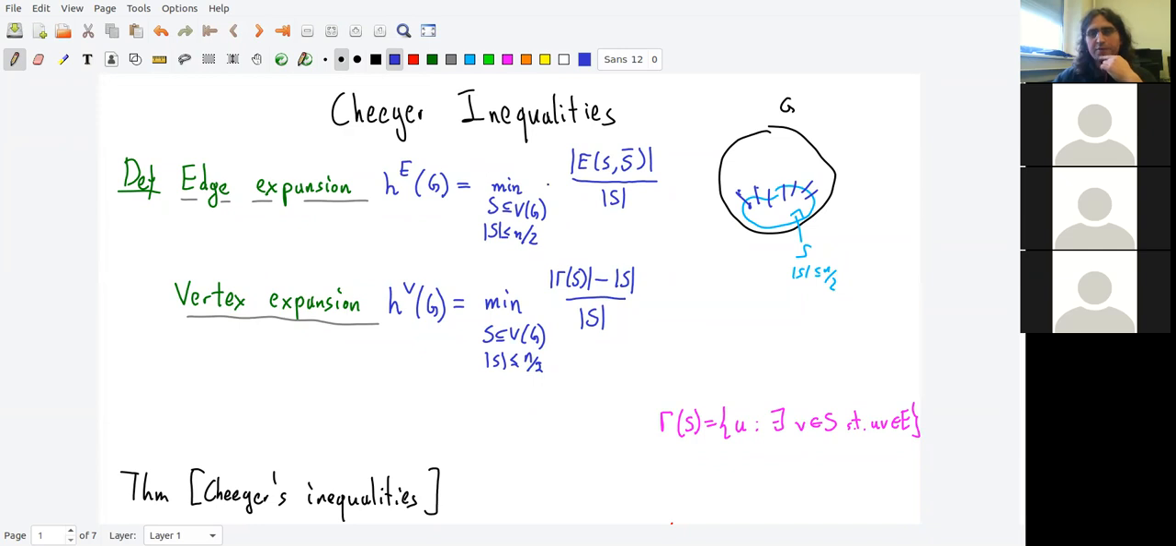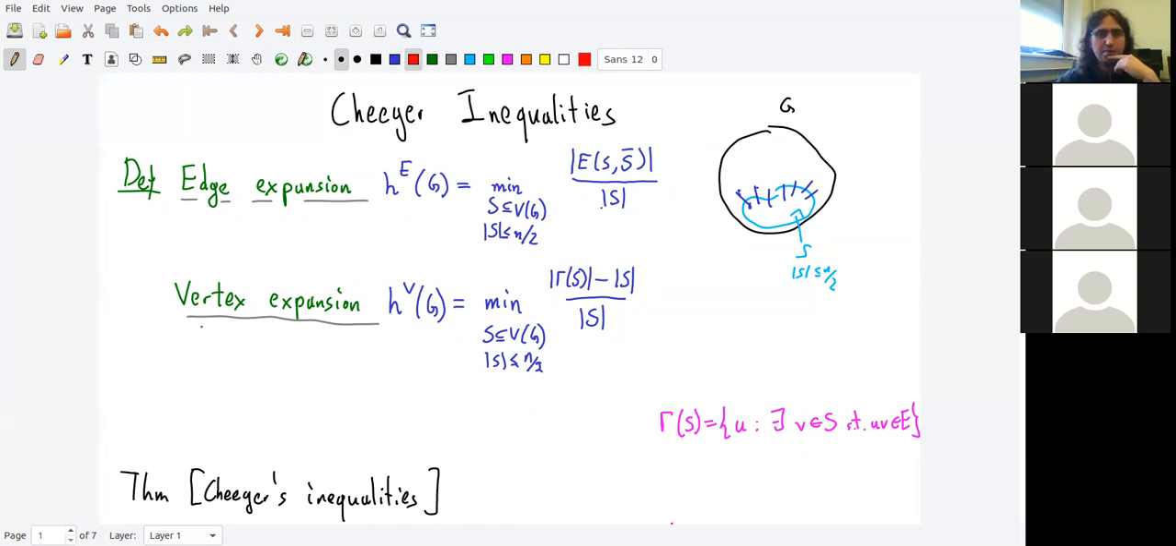So now for a set S, I can measure how many edges are there, and I can normalize it by the size of S, yeah, because larger sets should expand more. So the minimum value of this is the edge expansion. So in other words, a graph has a large edge expansion if every set of vertices S expands a lot, in the sense that there is a lot of edges protruding from it.